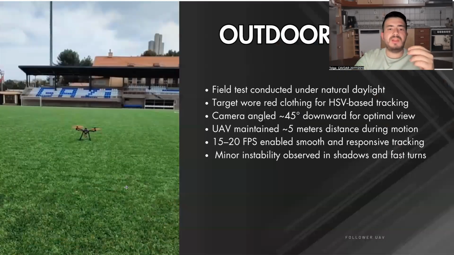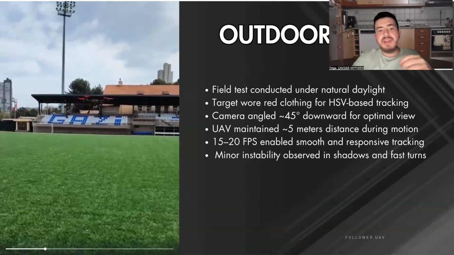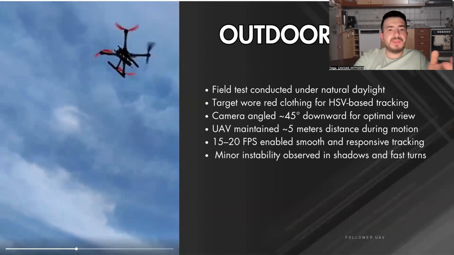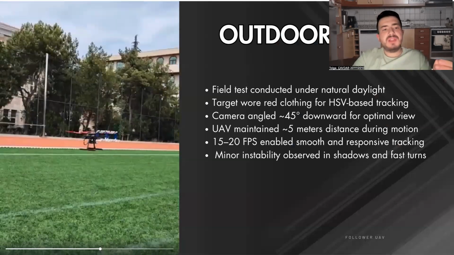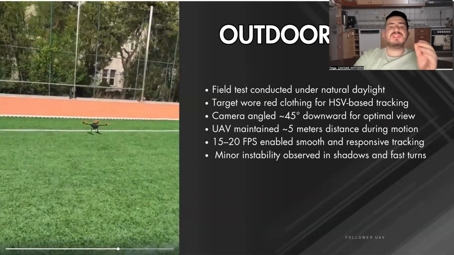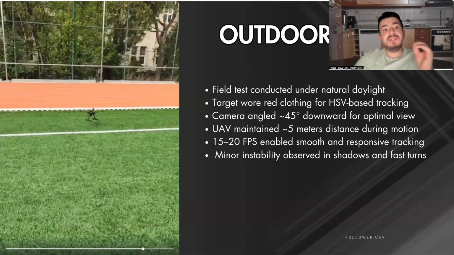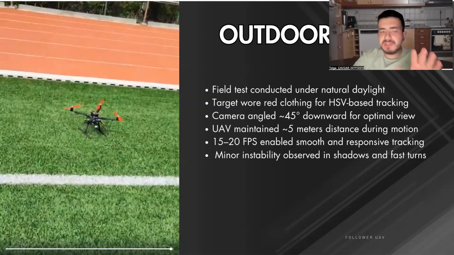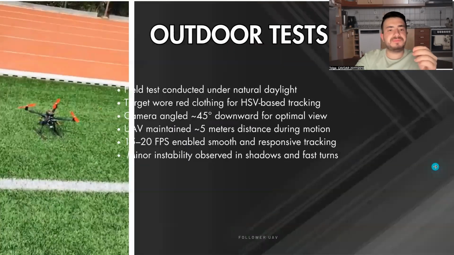In outdoor tests, under natural daylight, a team member wearing a red t-shirt acted as the target. The drone, with the camera angled about 45 degrees, maintained an average distance of 5 meters while following. Minor instability appeared in shadows and sudden movements, but overall performance was satisfactory. Real-time detection and tracking were successfully verified during these tests.